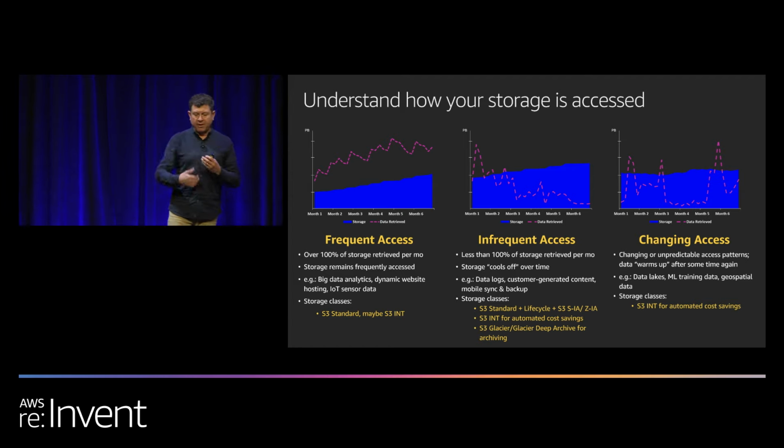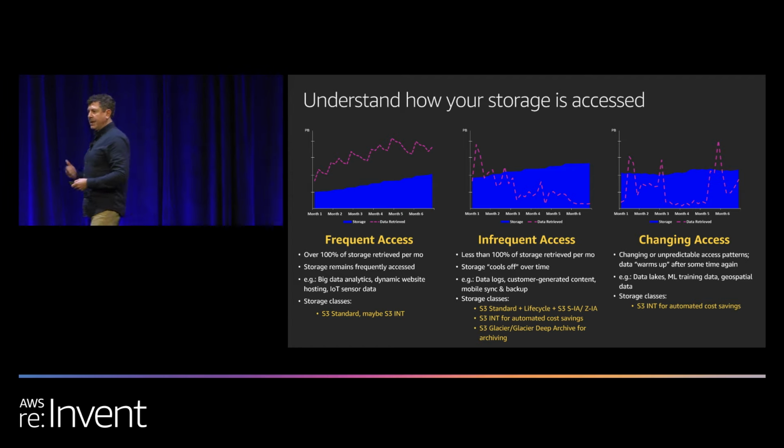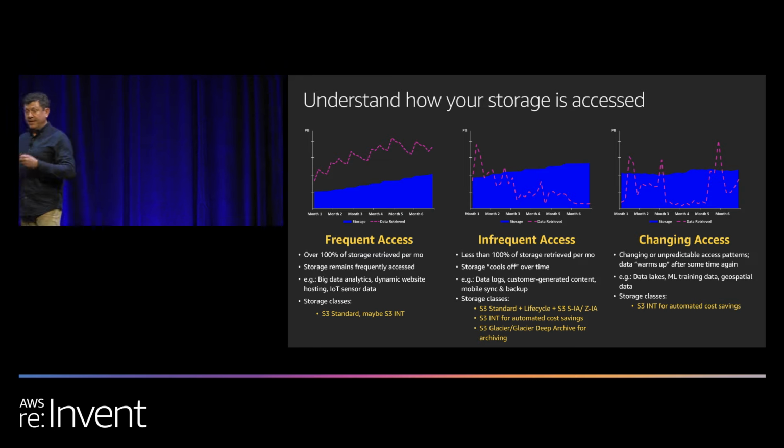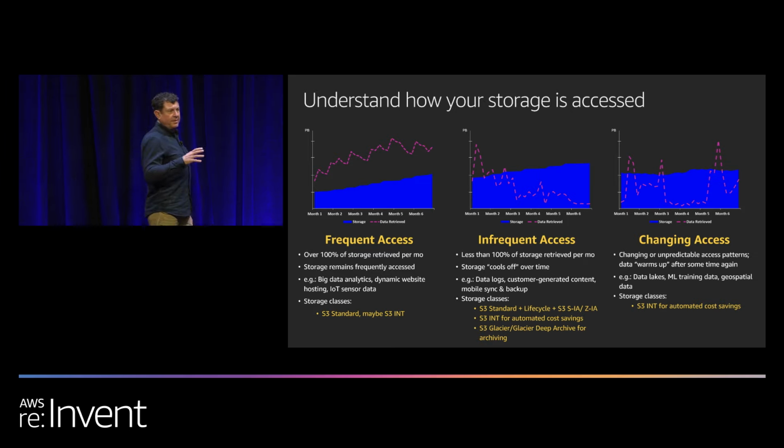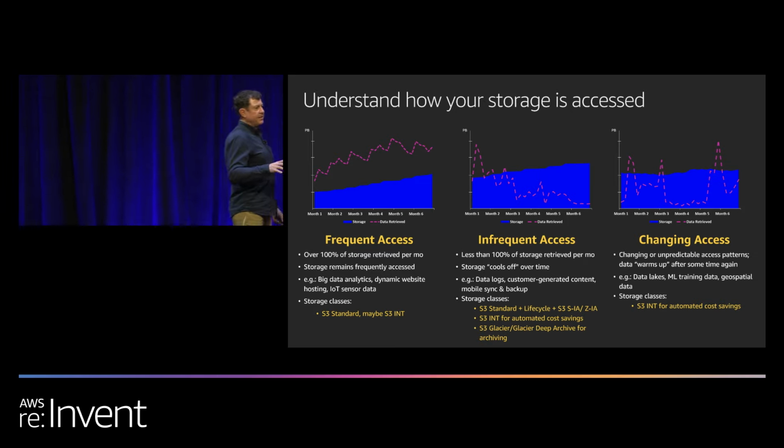So this is data I'm regularly writing to. It's frequent access. It might be big data analytics. It might be a dynamic website. It might be IoT sensor data. And so in this case, the best storage class for you in the vast majority of cases is S3 Standard.